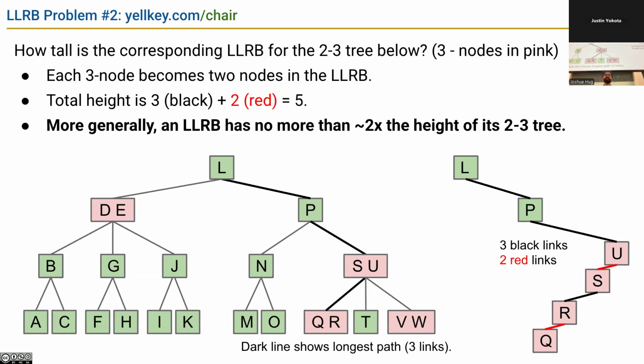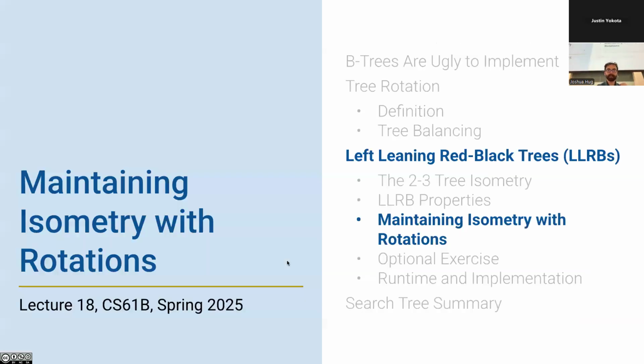So here's the part where I'm not going to be CS70 on you, and I'm going to say, observe that an LLRB has a height that is no more than 2 times the height of its 2-3 tree. The worst possible situation is that you have a line of pink nodes. So if you have a 2-3 tree, its corresponding LLRB will be no more than twice the height. It should be logarithmic as a result. Okay. All right. Let's talk about insertion now.